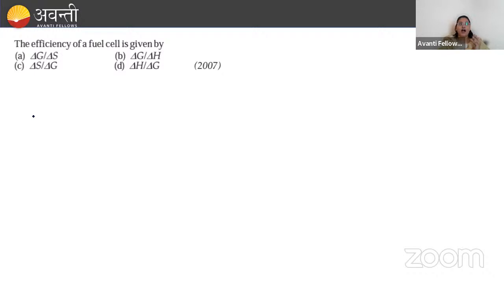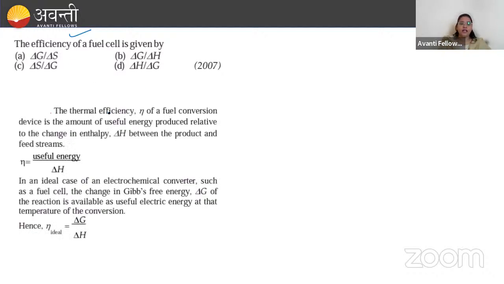Next, the efficiency of a fuel cell is given by, not deficiency, sorry, efficiency. So efficiency means what? How much is the efficiency of a given fuel cell? We have seen that fuel cells use combustion of fuels like hydrogen and methane to produce electrical energy. So how can we say that a fuel cell is efficient or not? To determine efficiency, for a thermal fuel conversion device it is the amount of useful energy produced relative to the change in the enthalpy. In the case of an electrochemical converter like a fuel cell, the change in Gibbs free energy for a reaction is available as useful electrical energy.